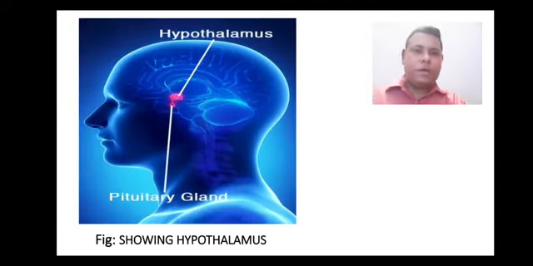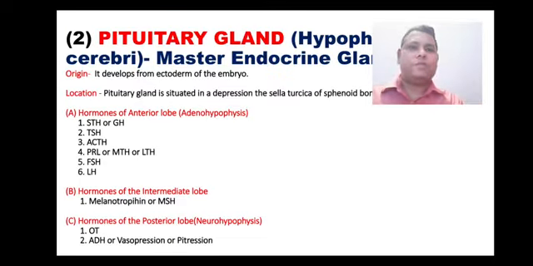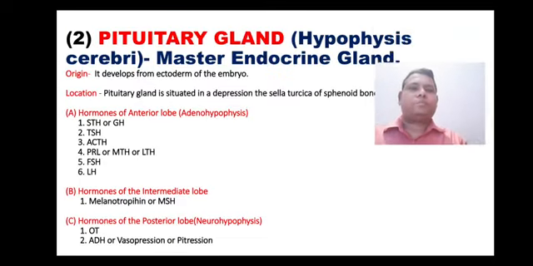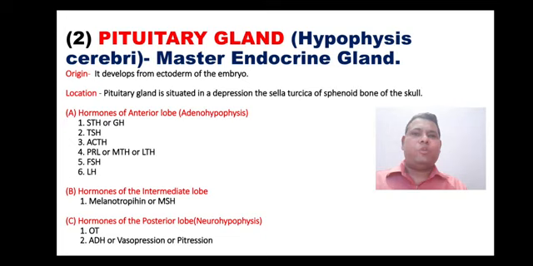This diagram shows the hypothalamus, and you can identify its exact location. Number 2, endocrine glands: the pituitary gland. The pituitary gland is the hypophysis cerebri and the master endocrine gland. Location and origin of the pituitary gland: it develops from the ectoderm of the embryo.